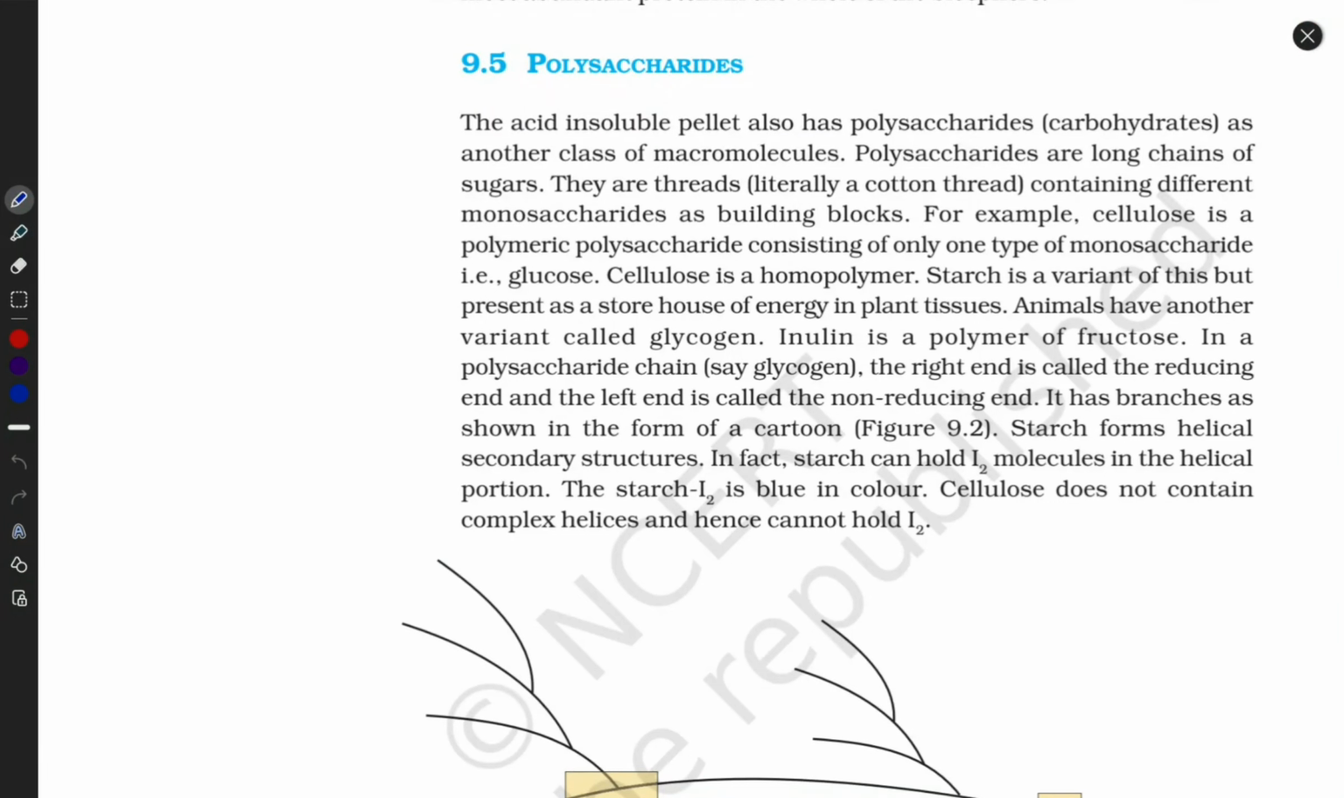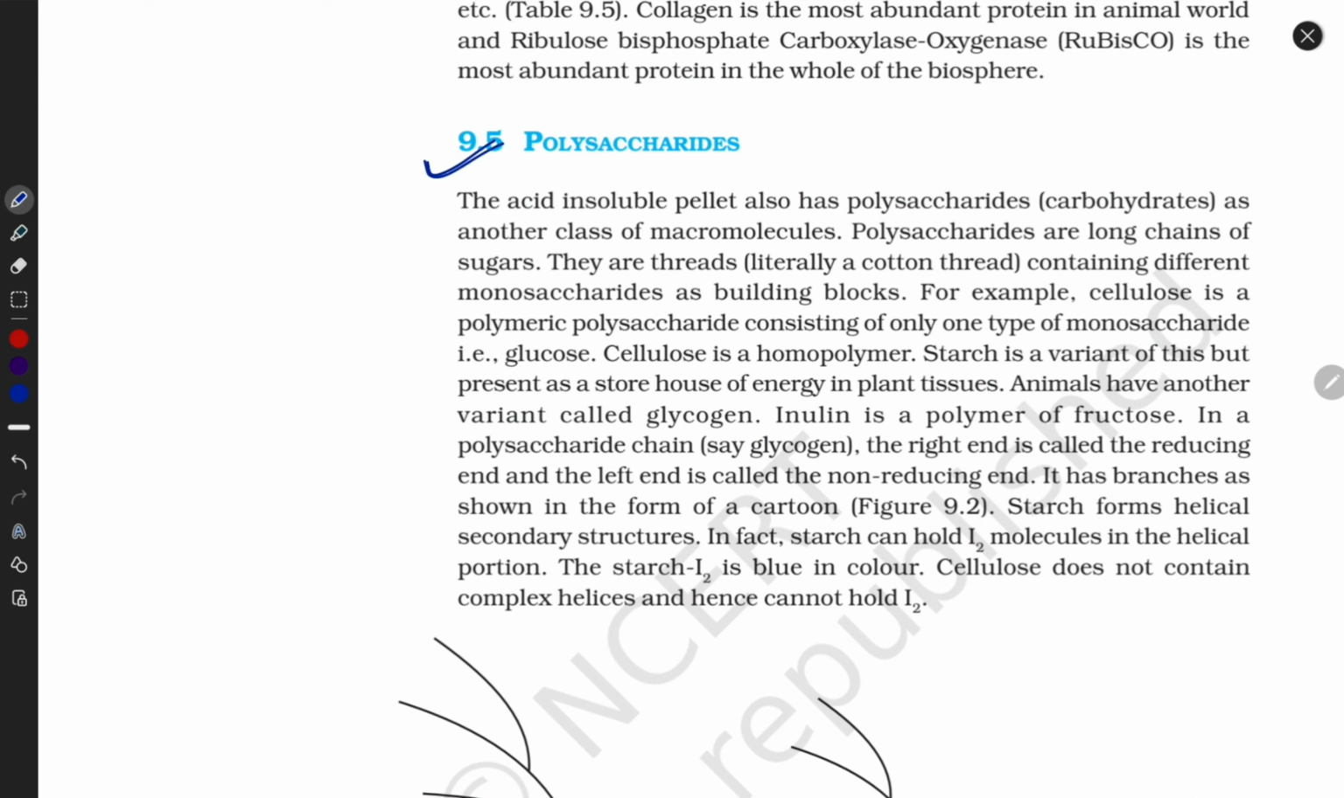Very warmly welcome, guys. Now, today's topic is polysaccharide. Wait, guys. Before starting with polysaccharide, I have to clear this term. Briefly, guys. Very briefly. I'm not going into detail.